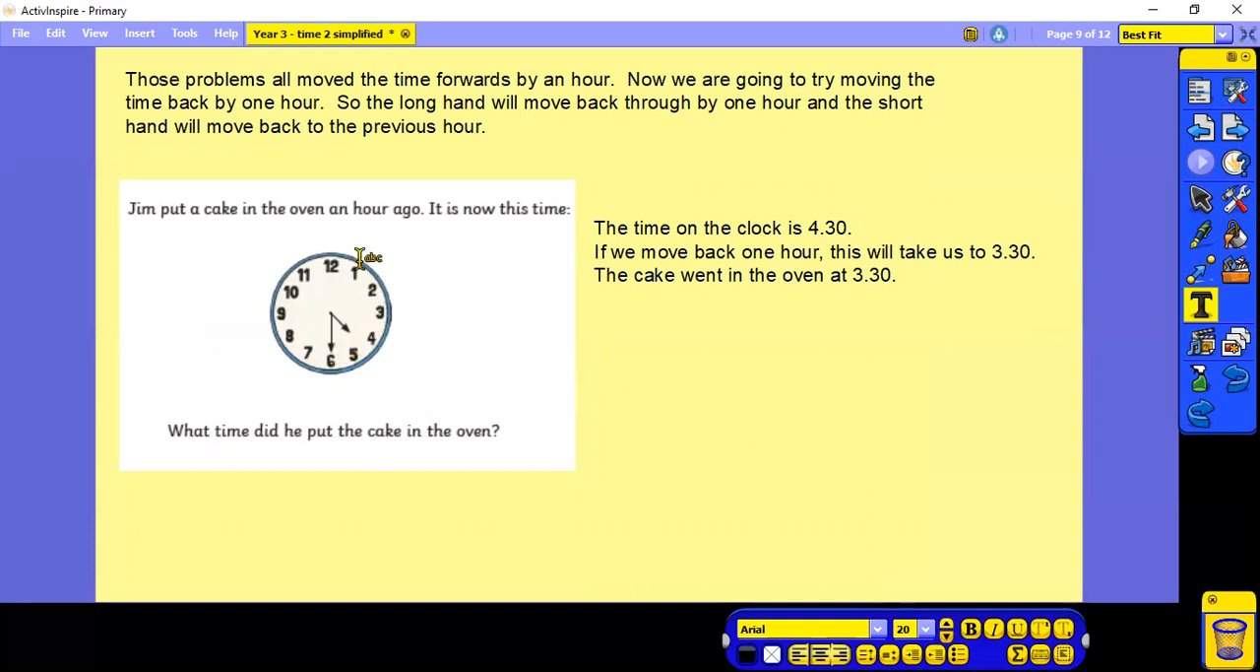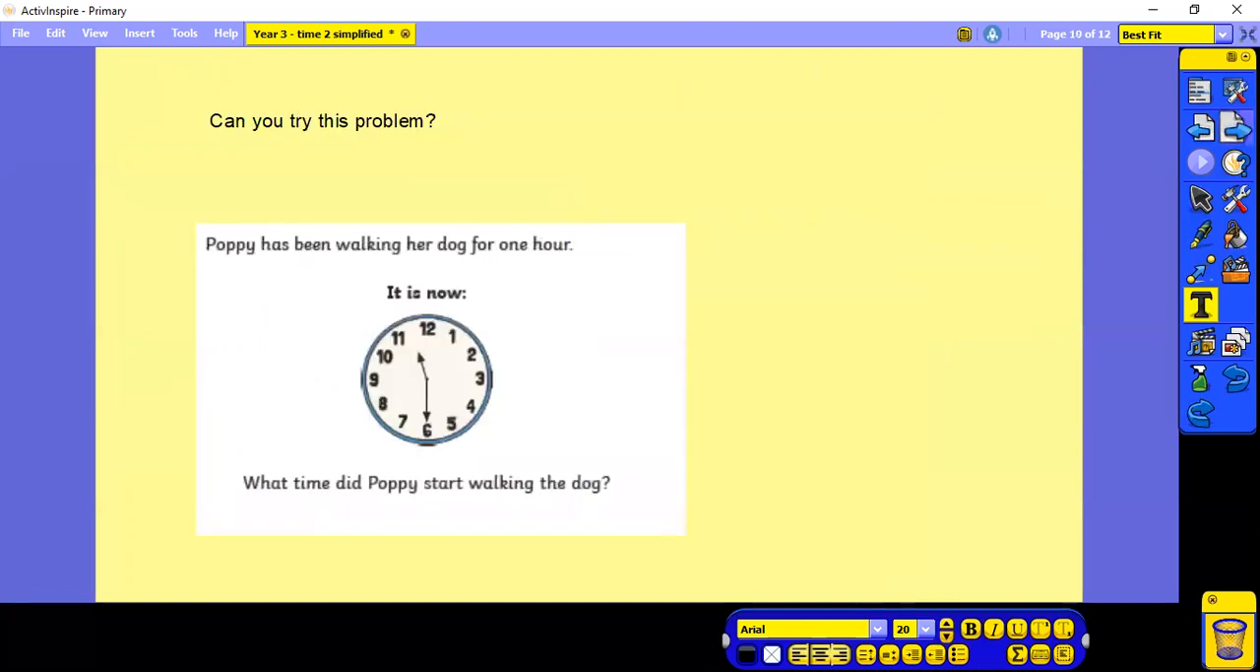So the long hand will still come back to the 6, but instead of moving forwards, we're going to move back. So actually it is going to be towards the 3. So 1 hour less than 4:30 is 3:30. The cake went in the oven at 3:30. Can you try this problem here?